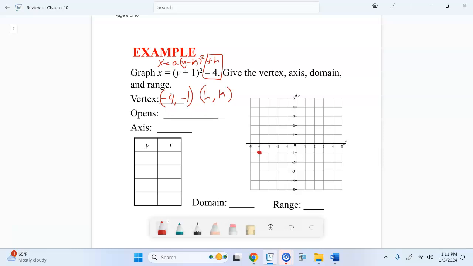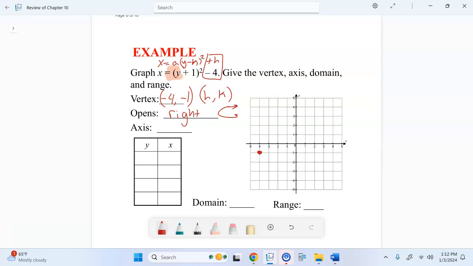We can go ahead and plot that point to start. We look at our leading coefficient to try and figure out what direction it's going to open. Since it's y squared, we know it's going to be horizontal. It's going to open left or right. So looking at the leading coefficient, is it positive or negative? Positive. So what direction do we go when we're positive? To the right. So we're going to open to the right. That's just helpful for us to know our parabola is going the right way, that we've graphed it correctly. So we know where the vertex is. We know what direction it's going to open.